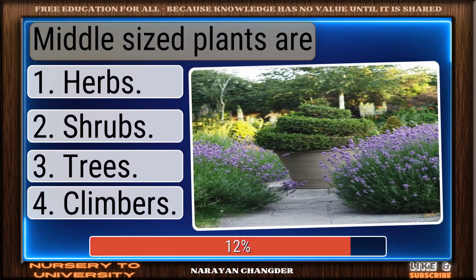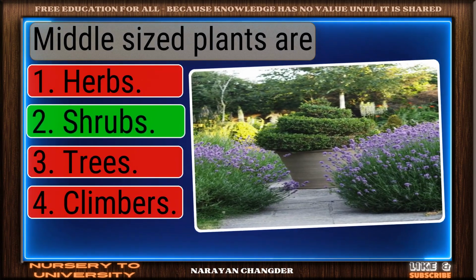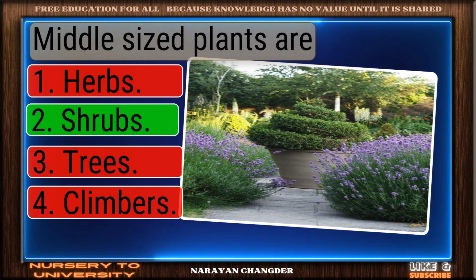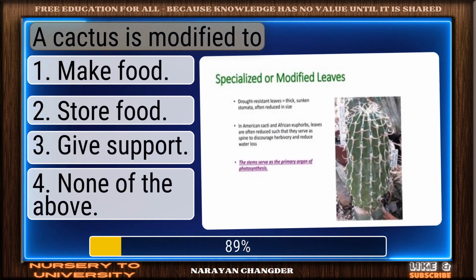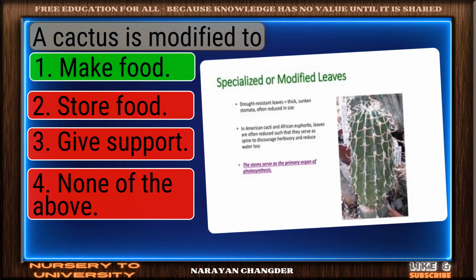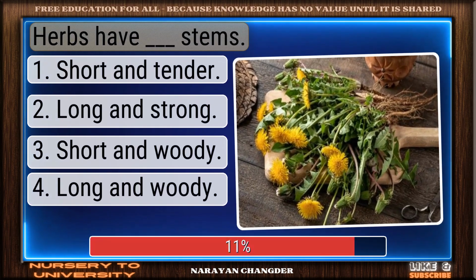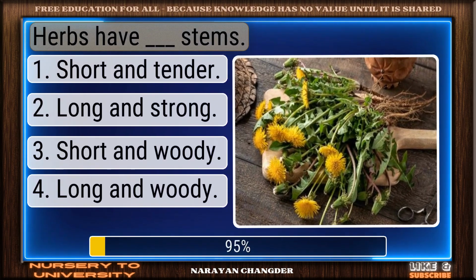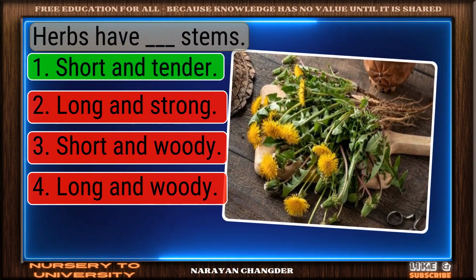Middle-sized plants are... You're right. Shrubs is the correct answer. A cactus is modified to... Well done. Make food is the right choice. Herbs have dash stems. Smart pick. Short and tender is the correct choice.